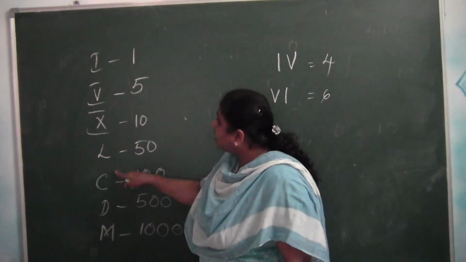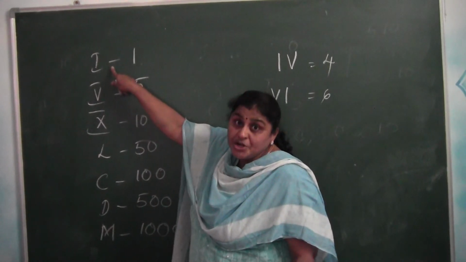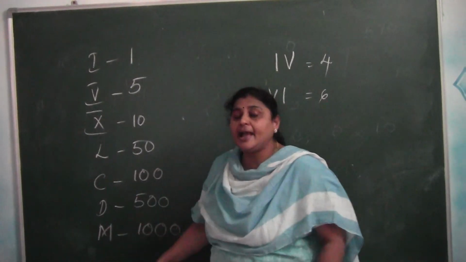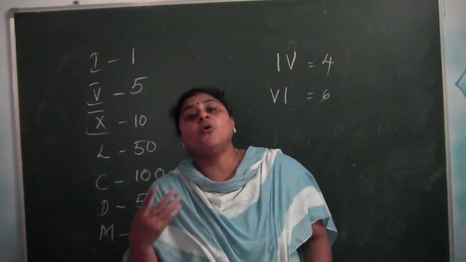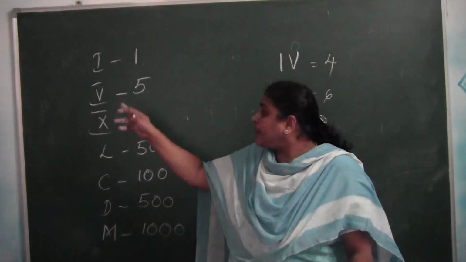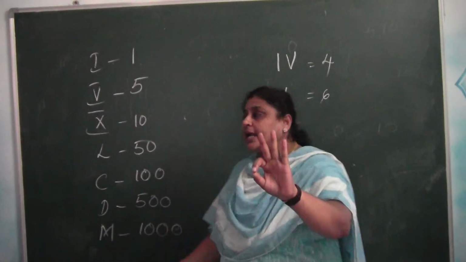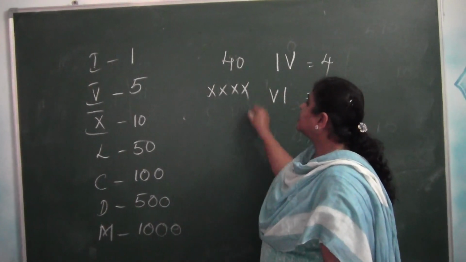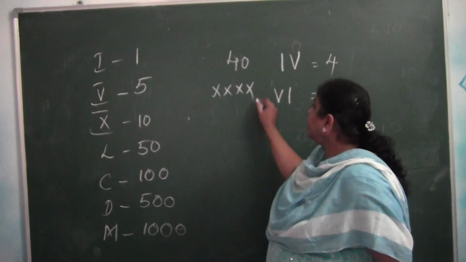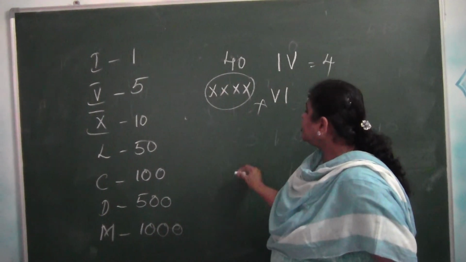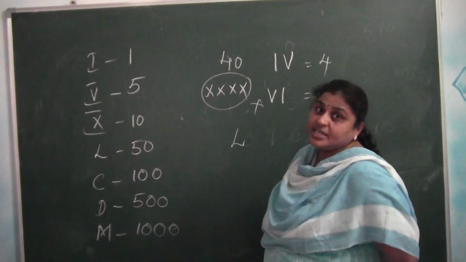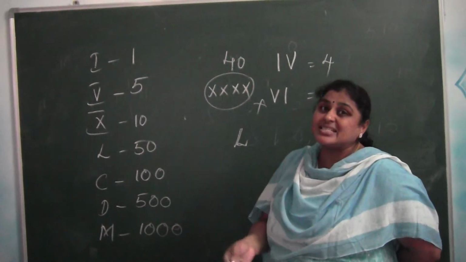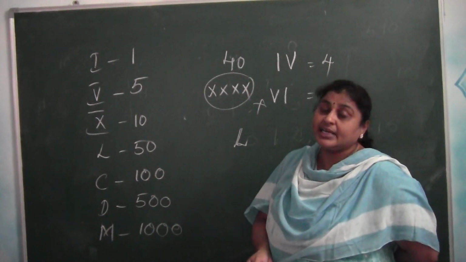And these Roman numerals, the special characters I, V, X, L, C, D, M, cannot be repeated more than 3 times. These numbers can be repeated only 3 times. For 40, I can't write X 4 times. What am I going to do? 40 is nearer to 50. 50 minus 10 is 40.